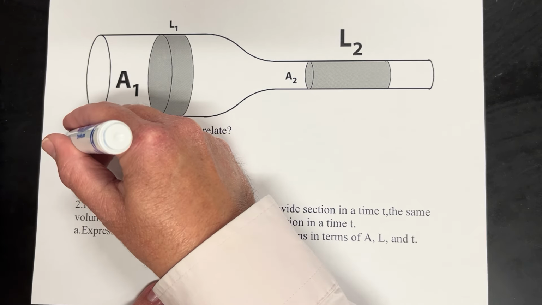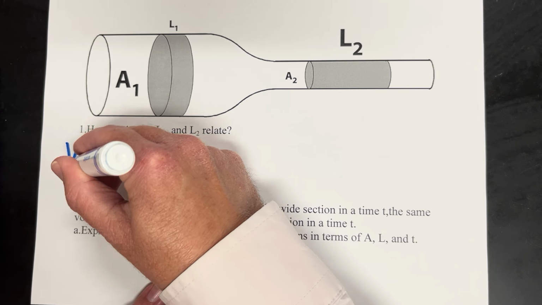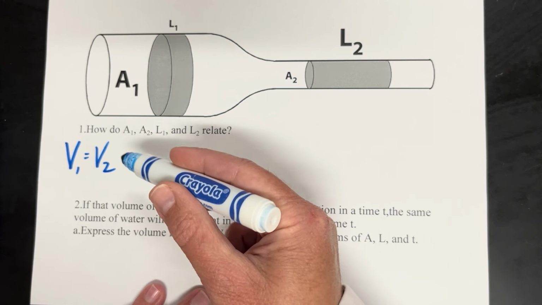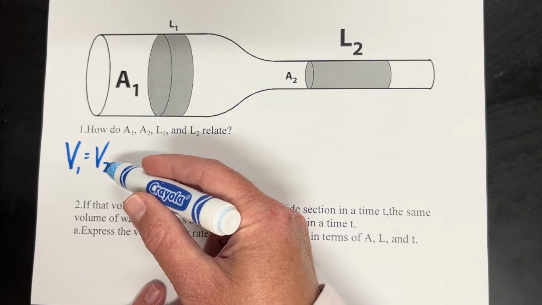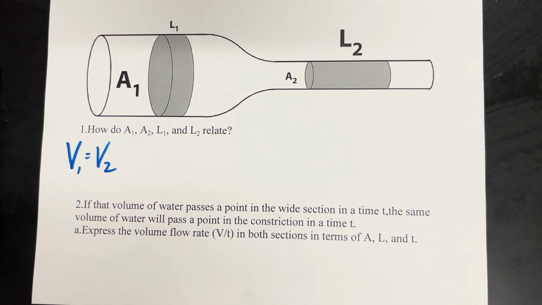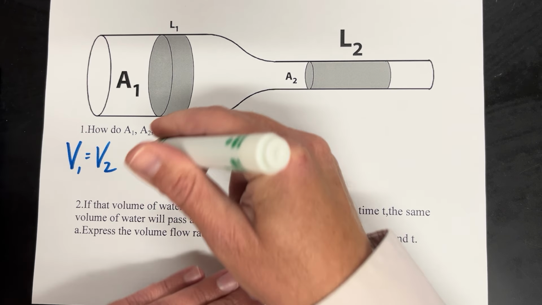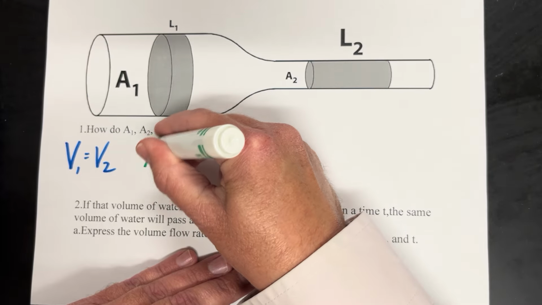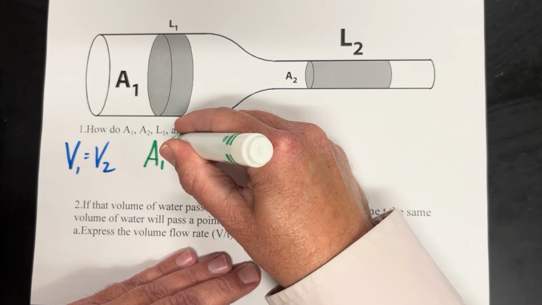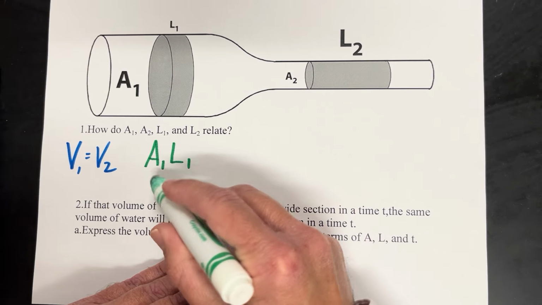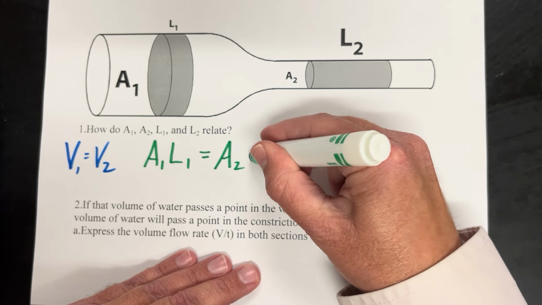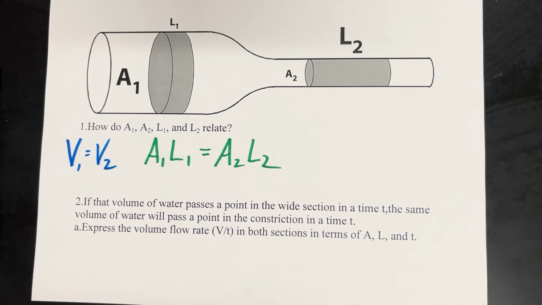So more explicitly, what they're saying is that the volume of section 1 has got to equal the volume of section 2. And these are capital V's for volume, not lowercase v's for velocity. If they each have equal volumes, which they say they do, then we just need to think about how we find the volume of a cylinder. We take the area of the base times its height. So this volume is A1 times L1, and that has got to be equal to A2 times L2.